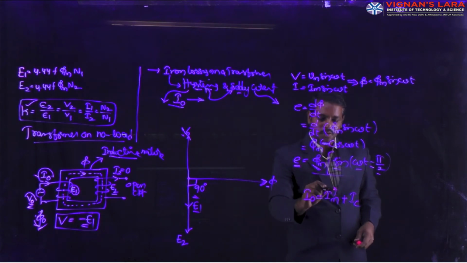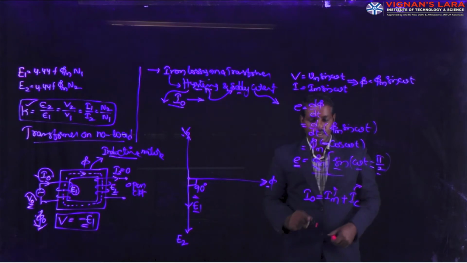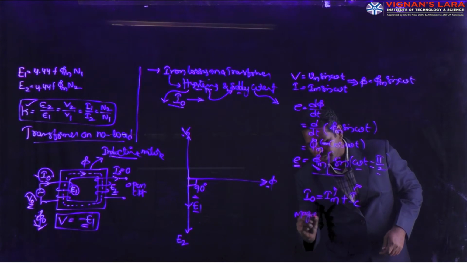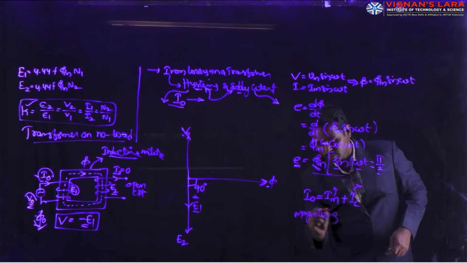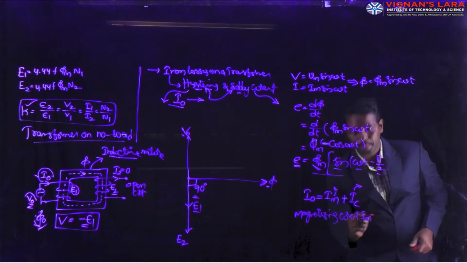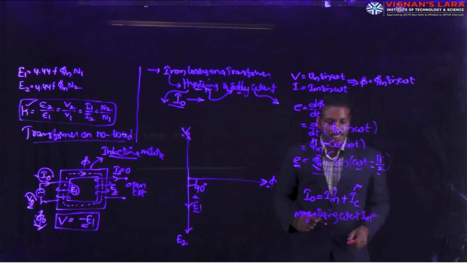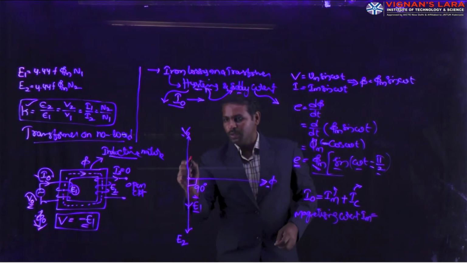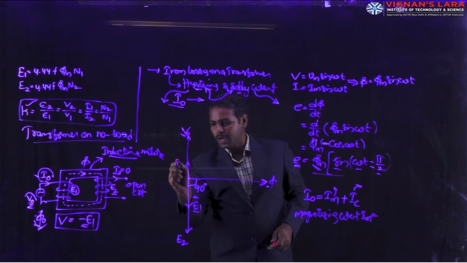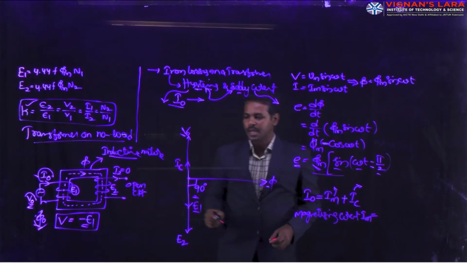IM is related to hysteresis losses. IC is related to eddy current losses. IM is the magnetizing current. Voltage is always in phase with the eddy current component, which is IC.